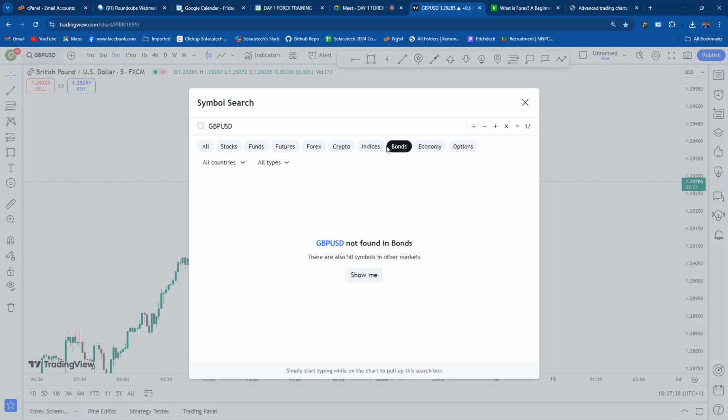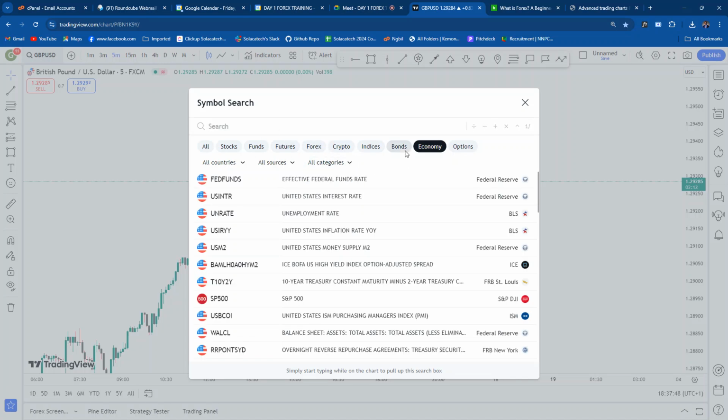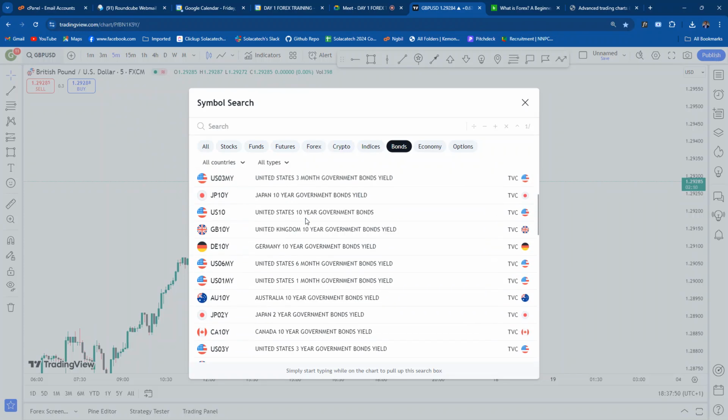So we talk about bonds. People trade bonds, people trade economy. Why this is not showing is because I actually inputted a command. I already made a search query.